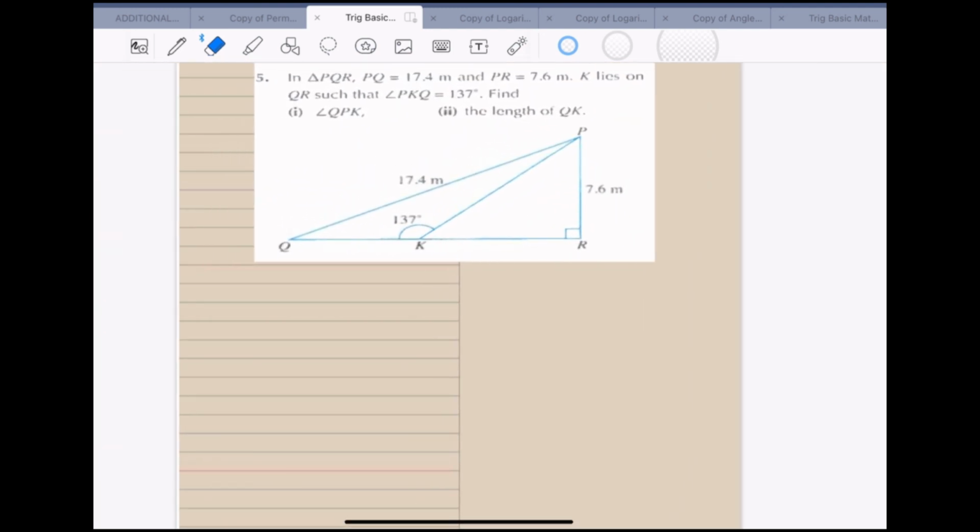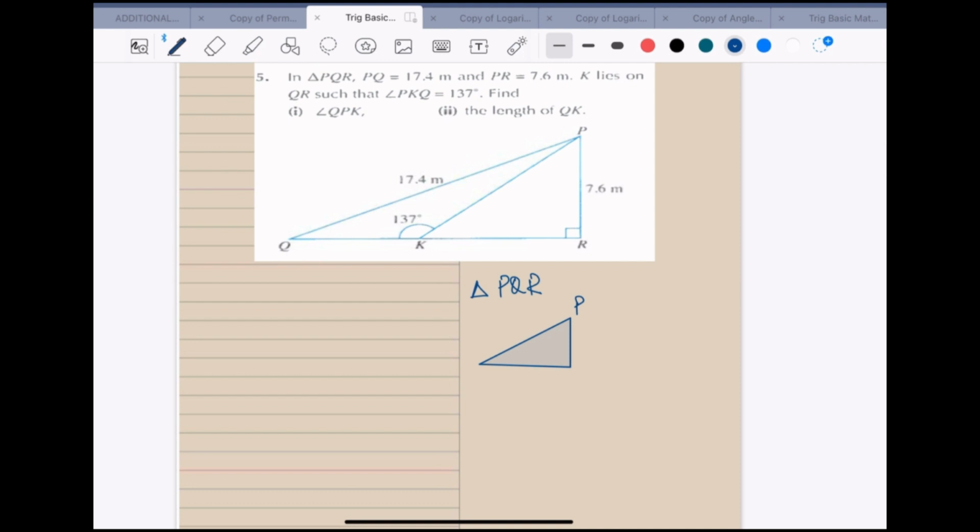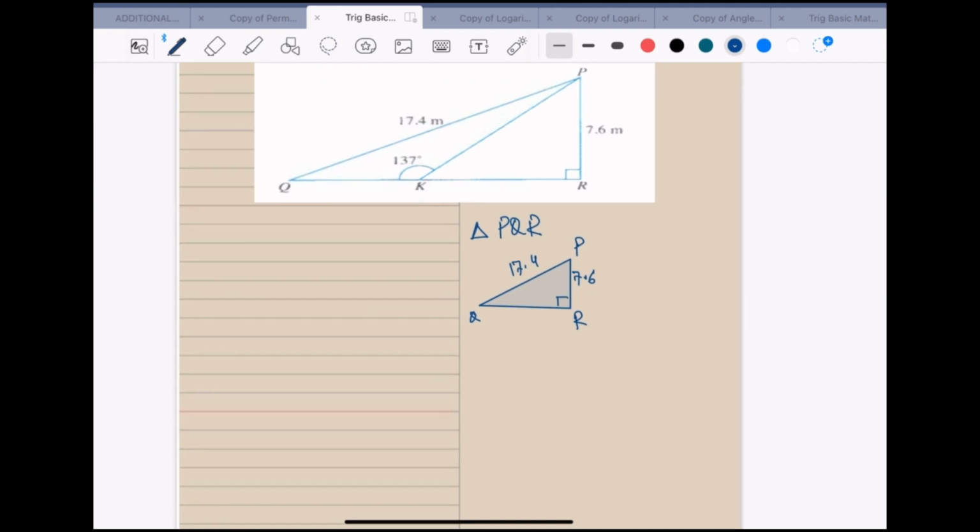Alright, so moving forward with another question and a complex example. In this situation, you have three triangles. Two of them are right angle triangles. So triangle PQR is a right angle triangle, the big triangle that you see. Let me construct it easily so that we can have a clear idea what the values are. PQR, where this is 7.6, this is 17.4, and this is the 90-degree angle.